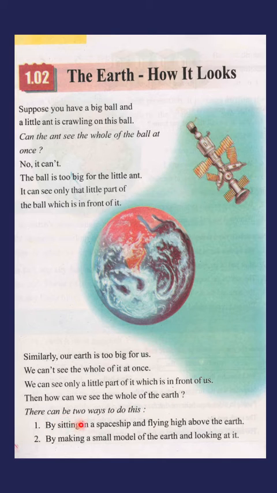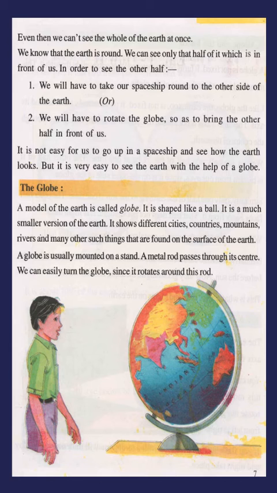There can be two ways to do this. Number 1, by sitting in a spaceship and flying high above the Earth. Number 2, by making a small model of the Earth and looking at it. Even then, we can't see the whole Earth at once.